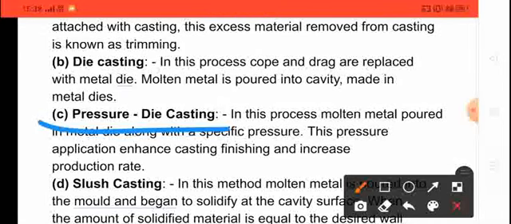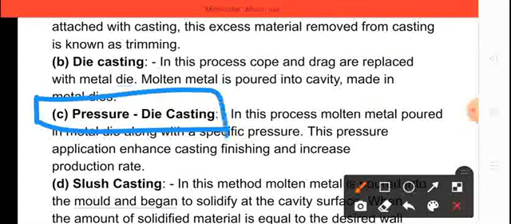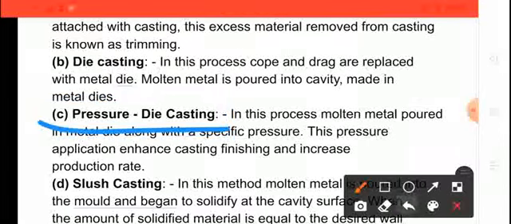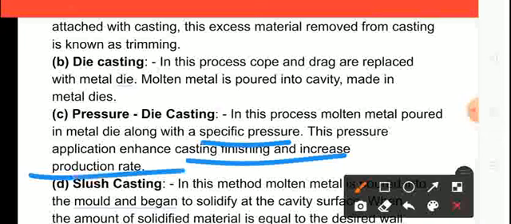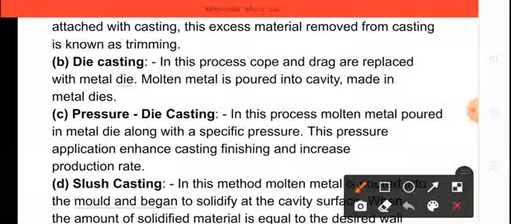Our third type of casting is pressure die casting. It is a type of die casting in which the pressure acts. In this process, molten metal is poured in a metal die along with a specific pressure. This pressure application enhances the casting finishing and increases the production rate.